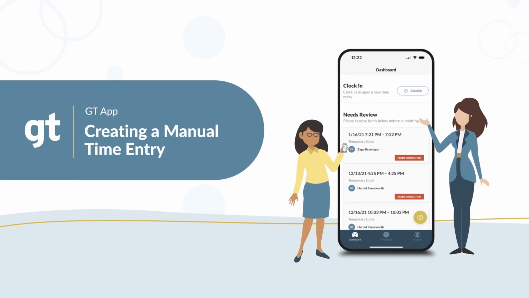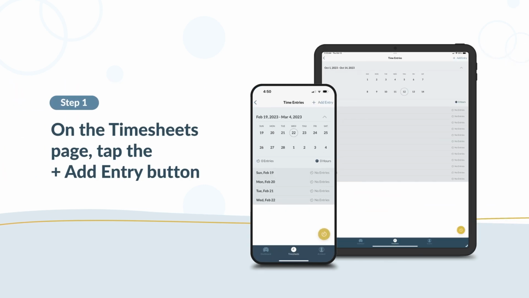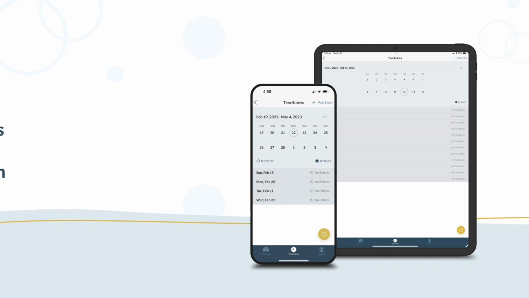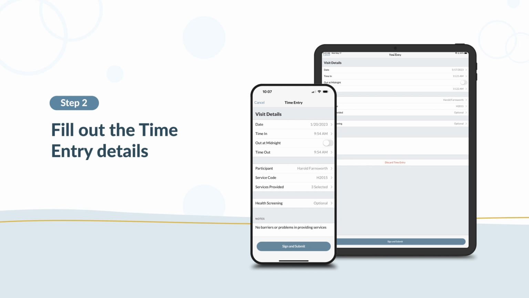If you forgot to clock in for a shift, you can manually create a time entry. On the Timesheets page, tap the Add Entry button in the top right corner. The time entry page will open.